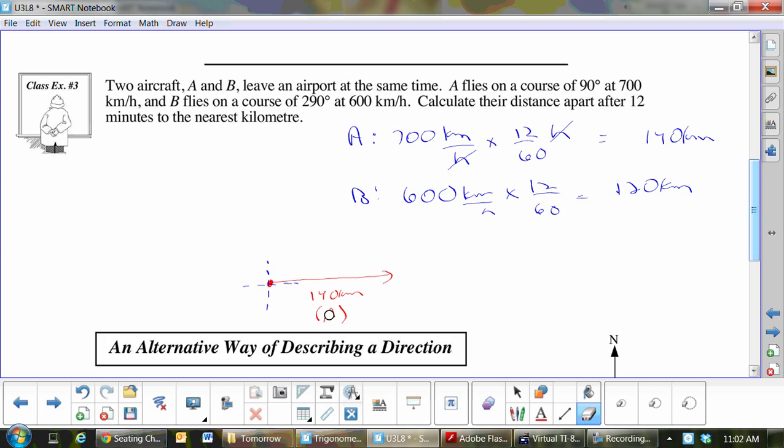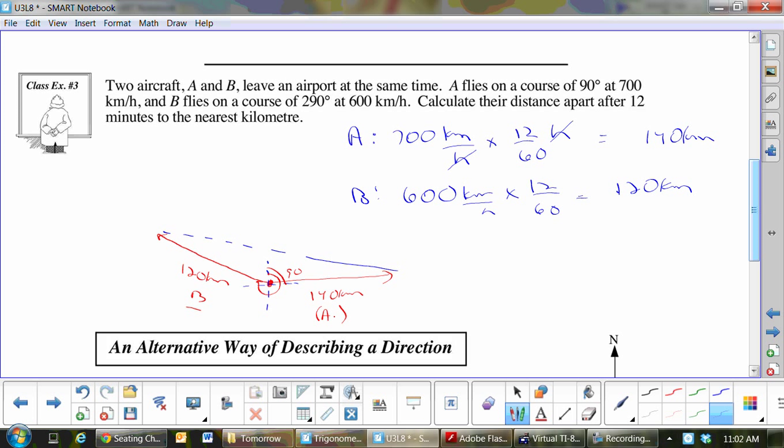And then B is flying at 270, so I'm going a little bit more, right? So that is like that, 120 kilometers, and that's B. And they just want to know how far apart they are. Now, the question that I would ask is, do we know the angle? Because we've got to find this, guys. I don't know if you're getting that, but we need to find this.